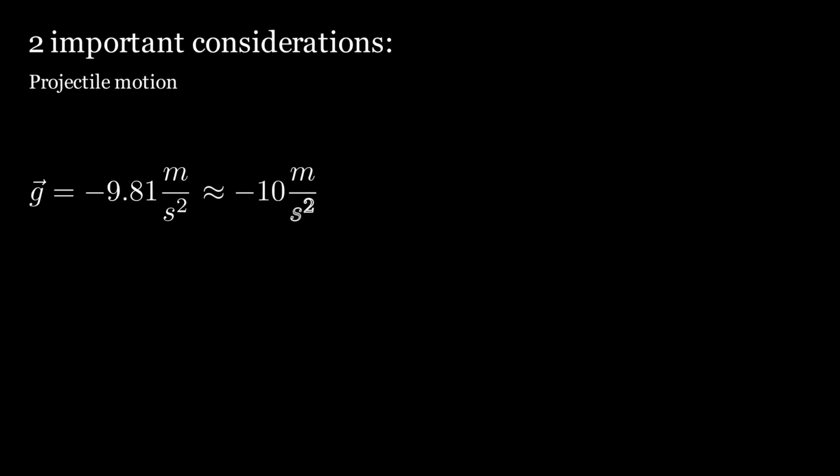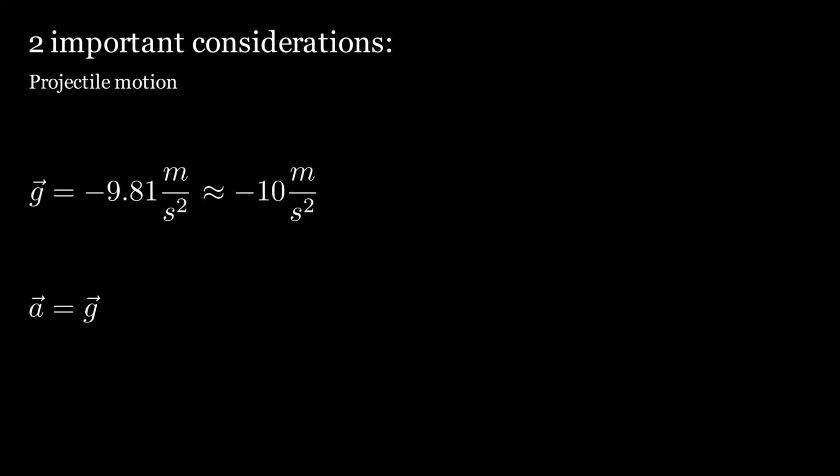There are two important considerations to two-dimensional motion that you must think about when solving these problems. The first is that projectile motion generally deals with some gravitational acceleration. For the most part, it will be equal to the acceleration due to gravity on the surface of the Earth, which is equal to negative 9.81 meters per second squared. Many classes, and specifically the AP test, will generally round this value to negative 10.